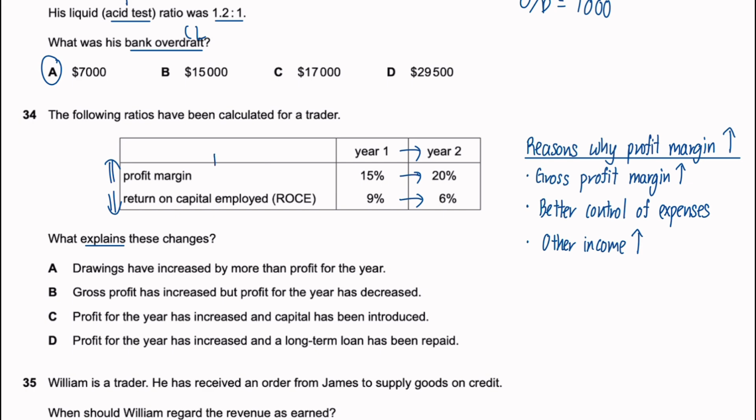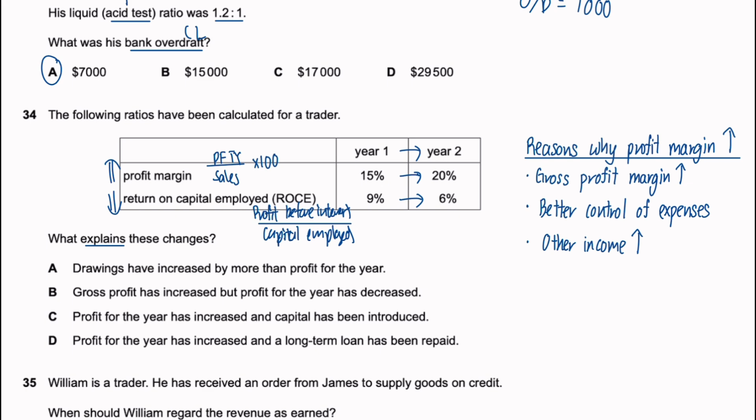Before that, you can write down the formula beside, so you can kind of know. ROCE is your profit before interest divided by your capital employed. Okay. So here are some extra information for you. Reasons why profit margin increases. It can be due to gross profit margin increase, a better control of expenses, or your other income increases.